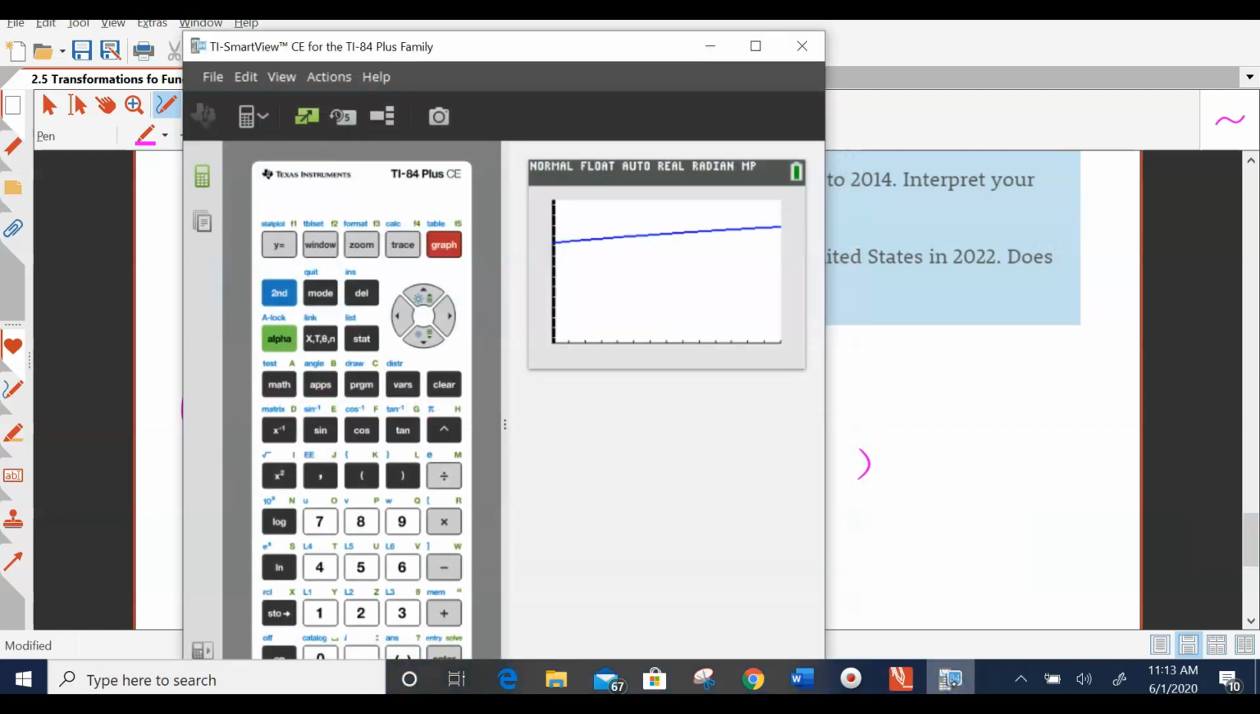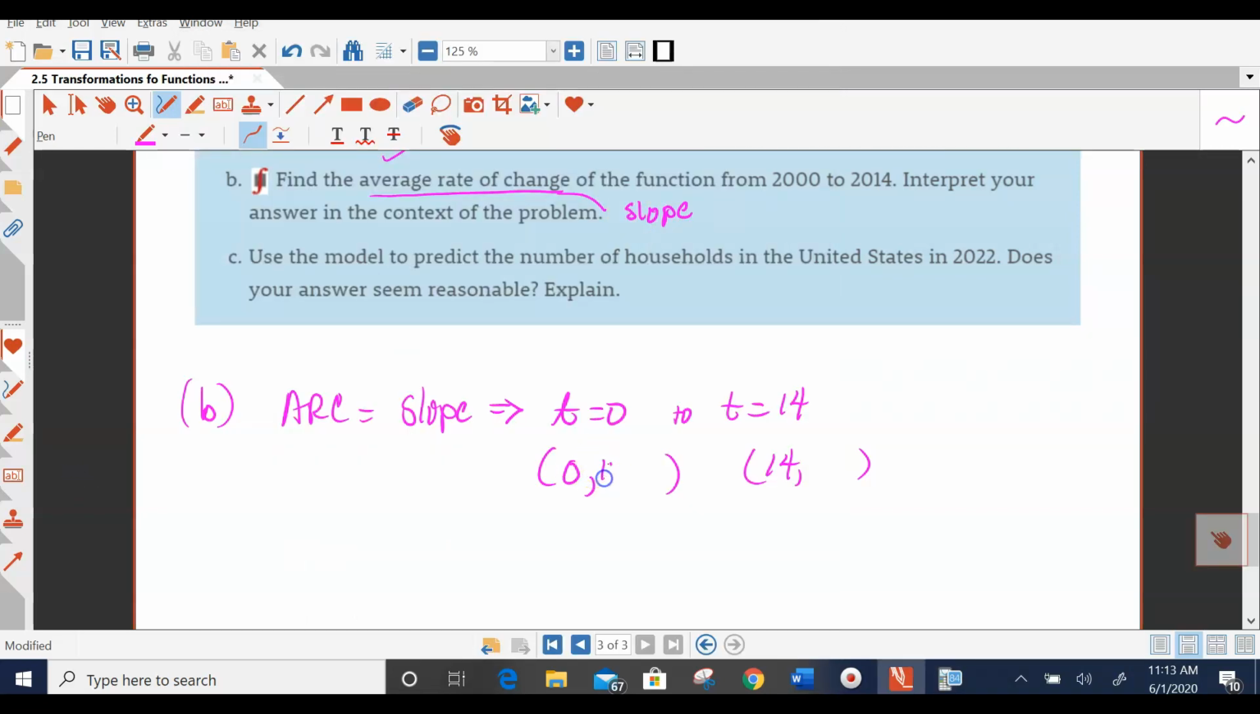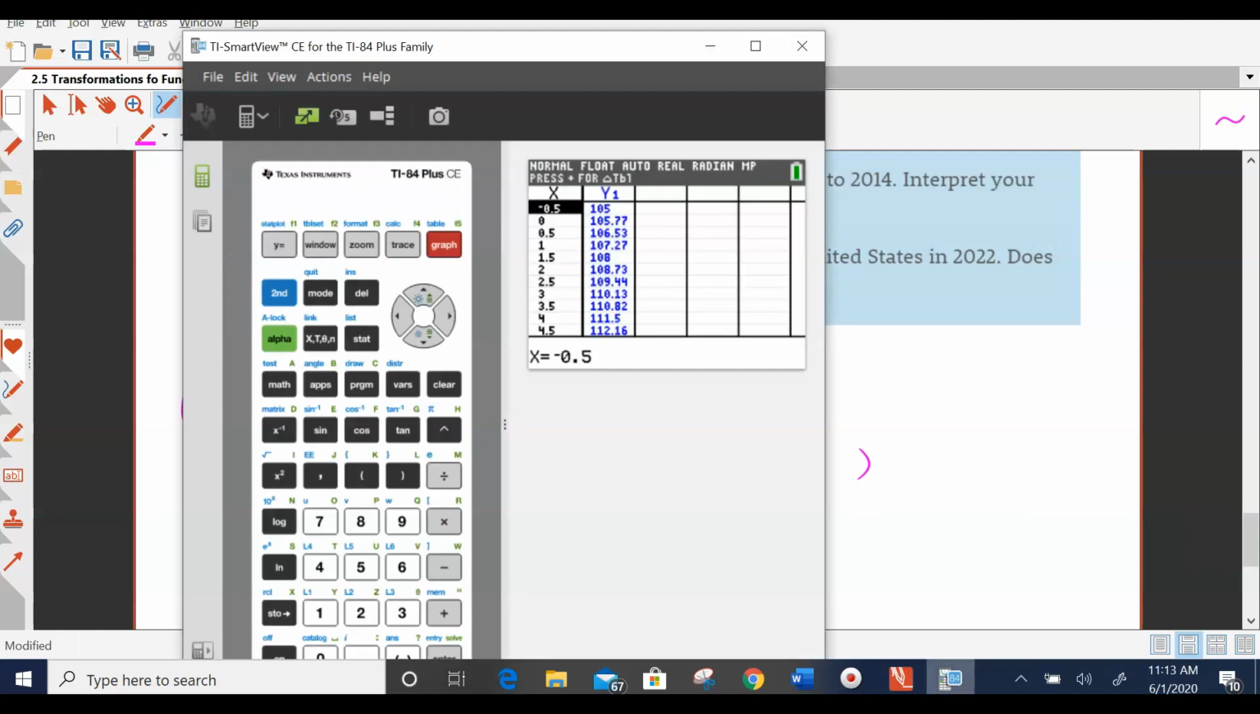So let's go to our calculator and let's go to the table. Notice at 0, I get 105.77. There's my ordered pair, 105.77. And at 14, let's just go on down. Keep going. Got it. At 14, it's 122.59.